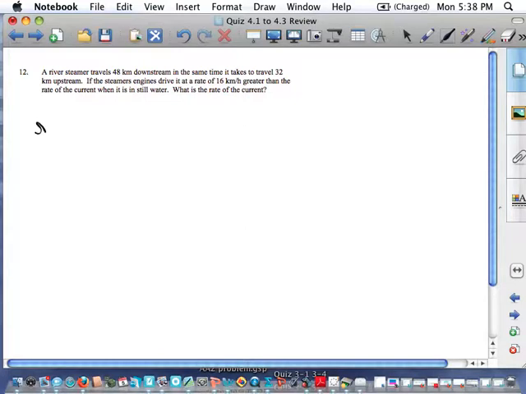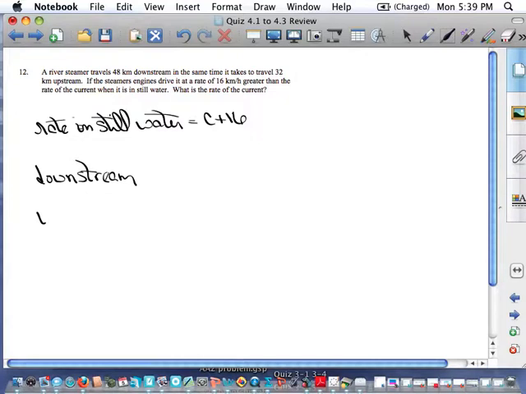So when I'm looking at this rate, the rate in still water is the current plus 16. So the current from this stream plus 16. So now I'm looking at when it goes downstream and when it goes upstream. So the rate, the time, and the distance.